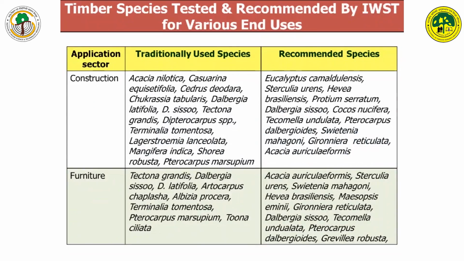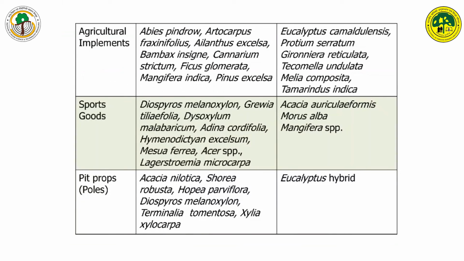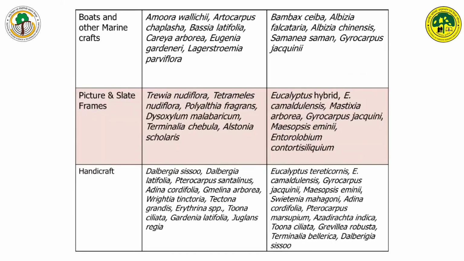And these are the different timber species which our institute has studied, and they have been recommended for different applications. So for construction, we have recommended many timber species. And similarly, for furniture, like Acacia coliformis, we have recommended Swietenia mahogany and Tectona undulata, Dalbergia, Grevillea robusta. And for agricultural implements and sports goods, Acacia coliformis, Morus alba, Mangifera species, then pit sprout. These are the different important sectors in which wood is being used.